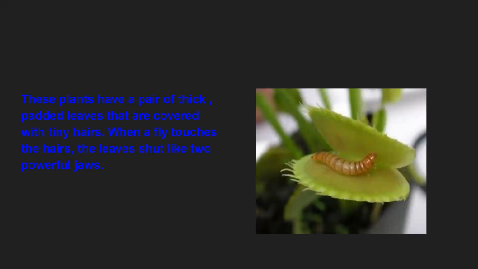Let's see the image. See here, the animal is here and the two powerful jaws are there. These jaws are actually the leaves of that plant. So when any animal or insect comes, they close, and the plant will eat the insect. So let's find the name. The name is Venus flytrap. Now come to the next one.